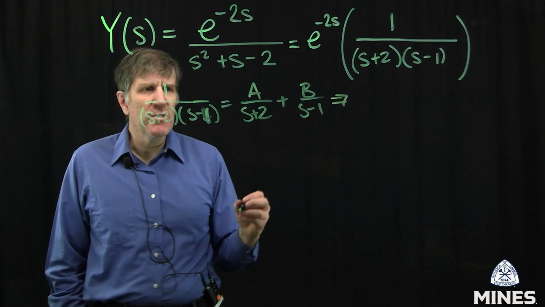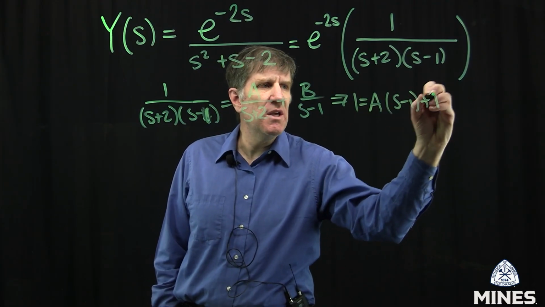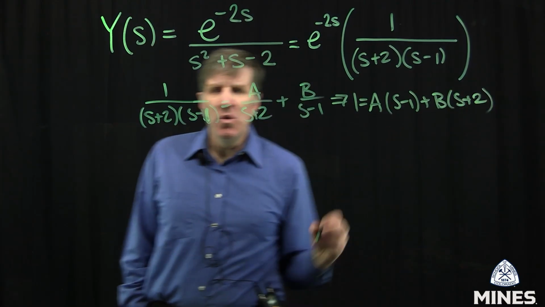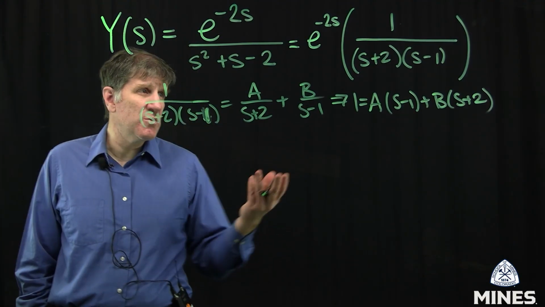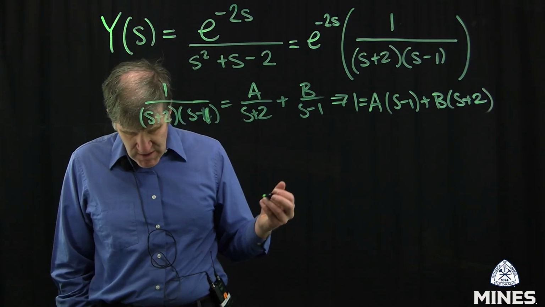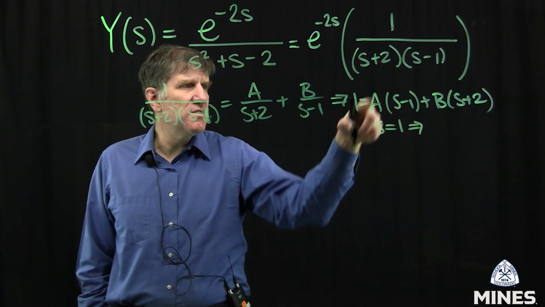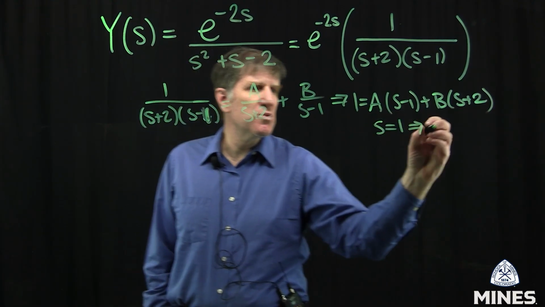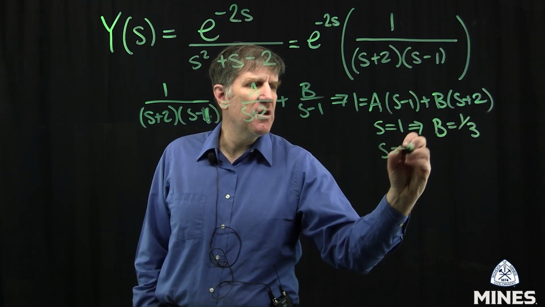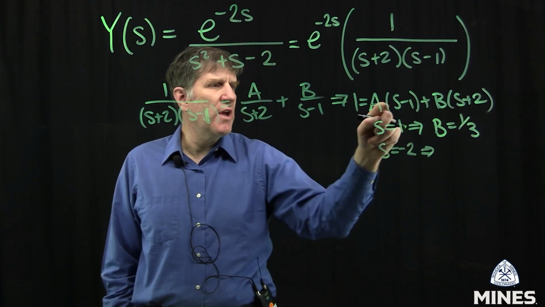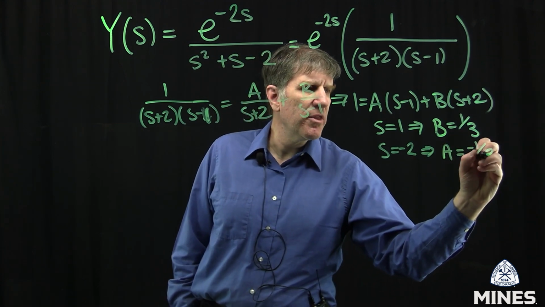Multiply through by that common denominator, and we have 1 equals A times (s minus 1) plus B times (s plus 2). With these nice linear factors, we can just pick some values of s to make things work. If I pick s equals 1, this term gets zeroed out. This looks like 3B equals 1, so B is 1/3. If I pick s equals minus 2, this term gets zeroed out. I have negative 3A equals 1, so A is negative 1/3.